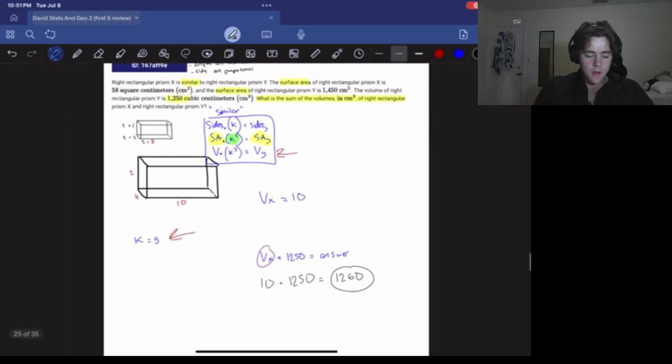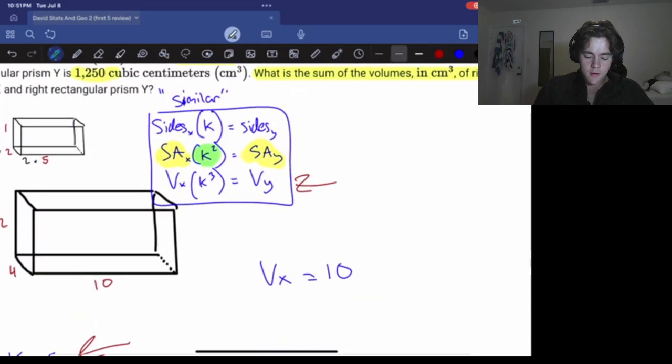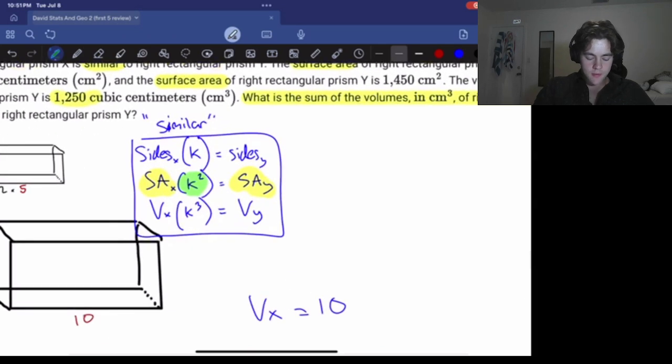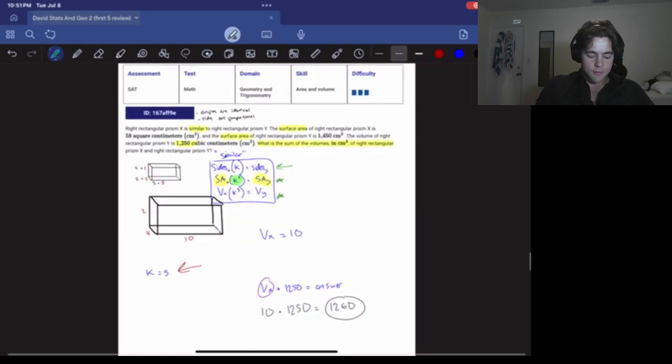A couple things to note. These equations right here will take time to memorize, but you do need to memorize them because they're not going to give this to you, and this is something that you need to know when you see two prisms and that they're similar. So these three equations, make sure you have these down. We used this one as an example, but these were the two main ones that we actually implemented to find the answer. And then this was my example.